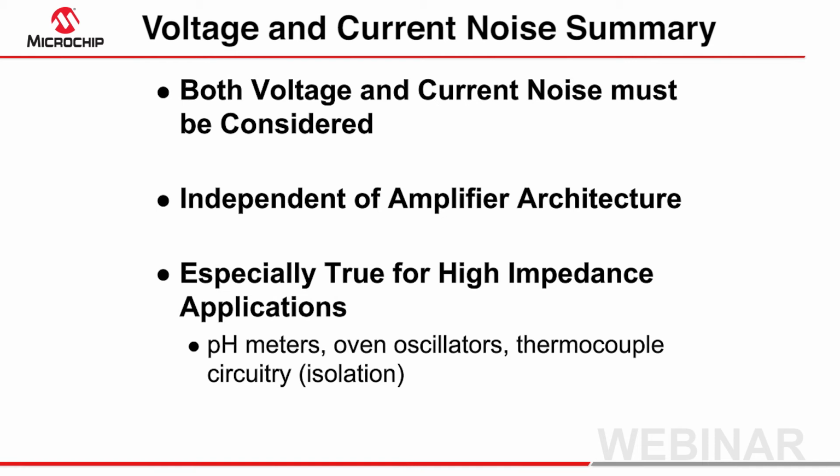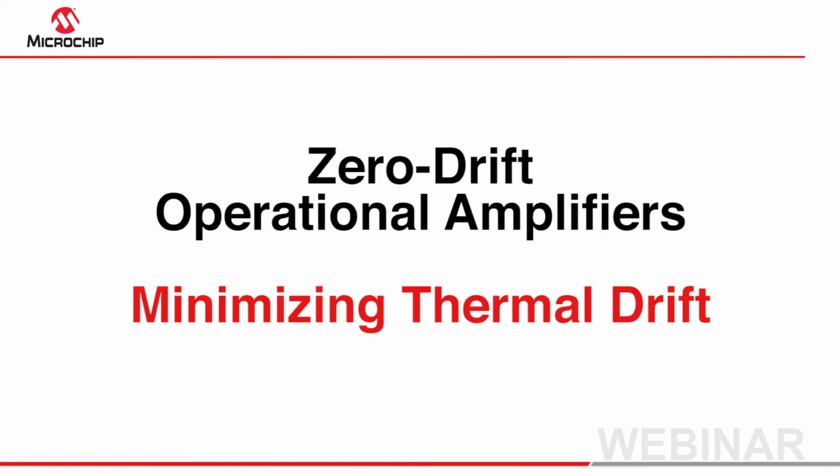However, due to the input switches associated with the zero-drift topology, the current noise can be significantly higher relative to a traditional non-corrected amplifier. For high-impedance applications, such as a pH meter or an oven oscillator, or even a thermocouple isolation circuit, using an amplifier with a low current noise is critical, as the source can quickly become the dominant noise factor. The next topic that we will explore is thermal drift and how to minimize the adverse effects.